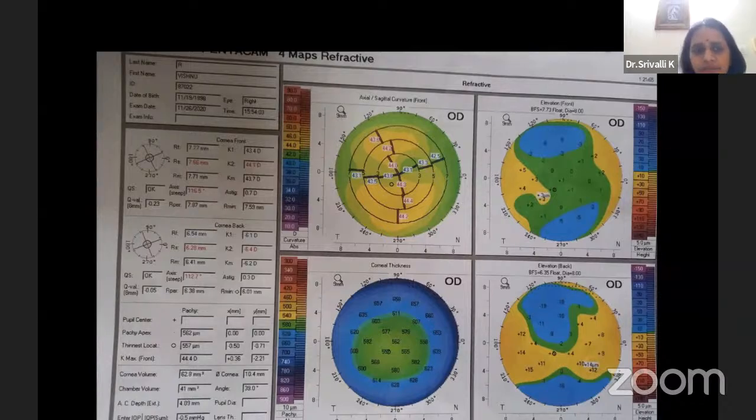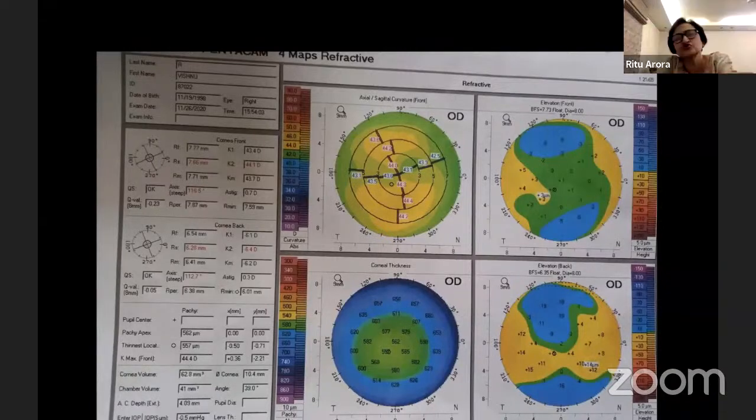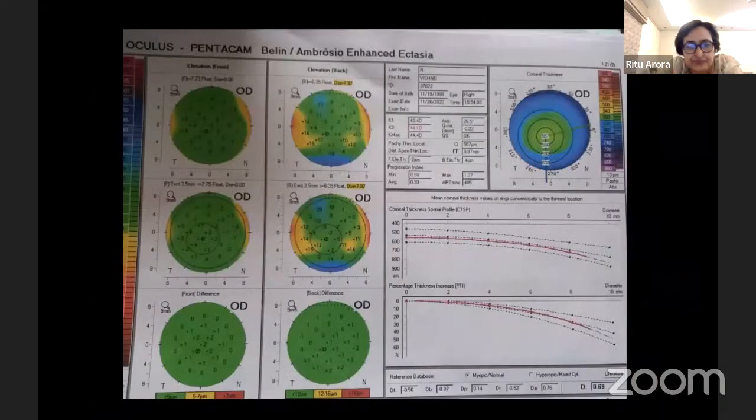Each of these boxes, like the first, second, third, fourth, go step by step. And it's a common mistake for people to use blue as flatter curvature. So please always say that it is an elevation or depressed map, and don't use the word curvature over there.